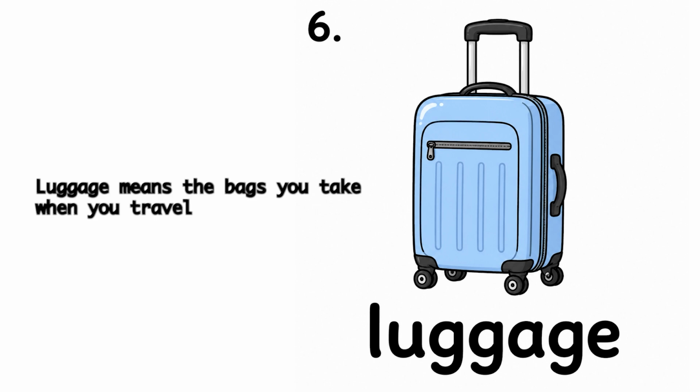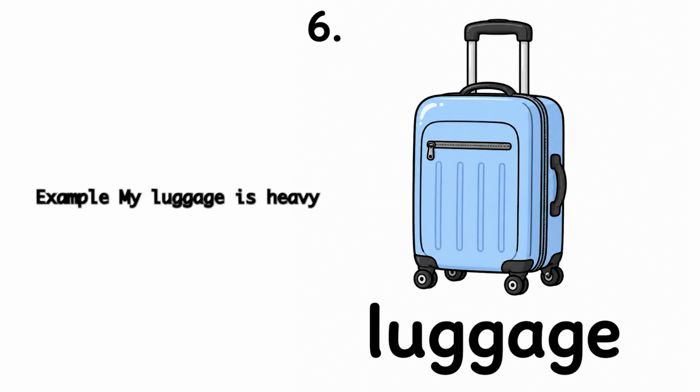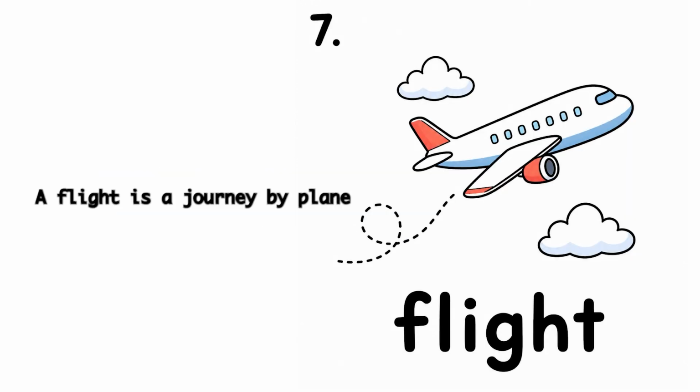Word 6. Luggage. Luggage means the bags you take when you travel. Example. My luggage is heavy. Word 7. Flight. A flight is a journey by plane. Example. My flight is at 10 o'clock.